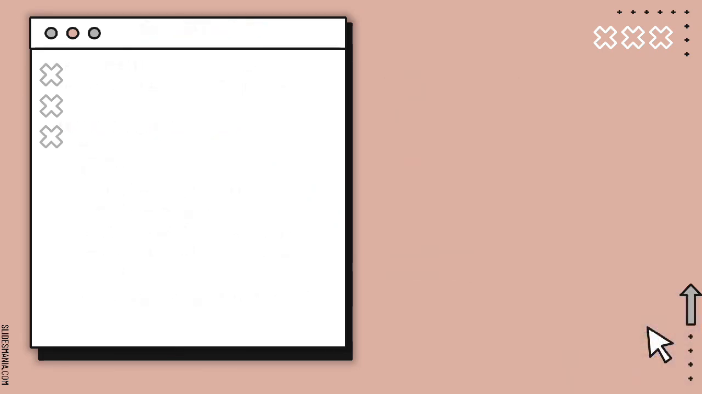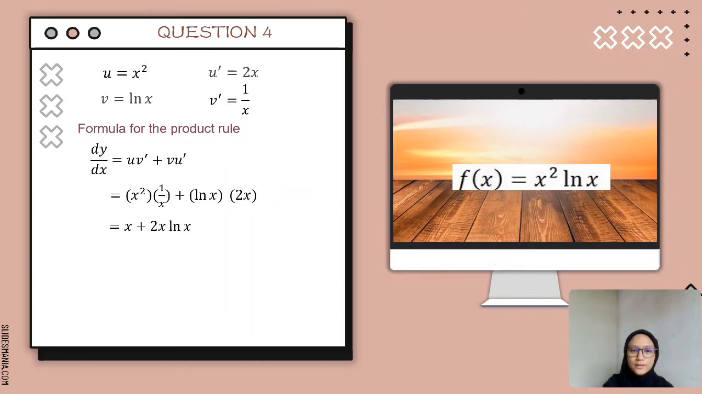For the last question, question 4, we get the function f of x equals x squared multiplied with ln x. So we know the first step in our product rule is to determine the u and v. So our u is x squared while the v is ln x. So we know in the formula we have u prime and v prime. So our u prime is 2x while our v prime is 1 over x.